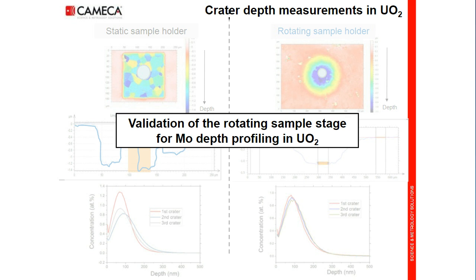Additional measurements have been performed using sample rotation on Mo and/or cesium-implanted polycrystalline UO2 samples in order to study the temperature effect on Mo migration with and without interaction with other fission products such as cesium. Detailed data will be presented in a coming paper.